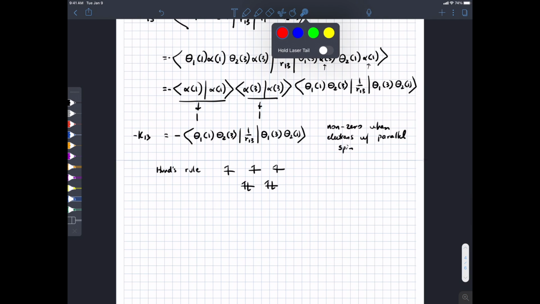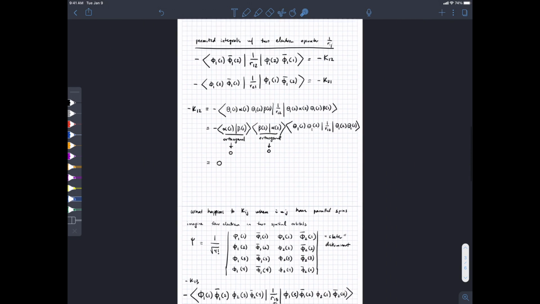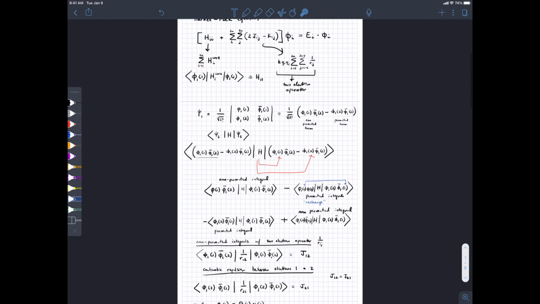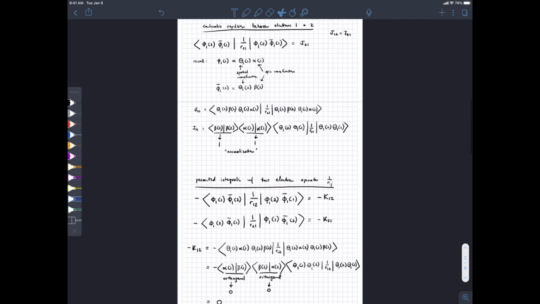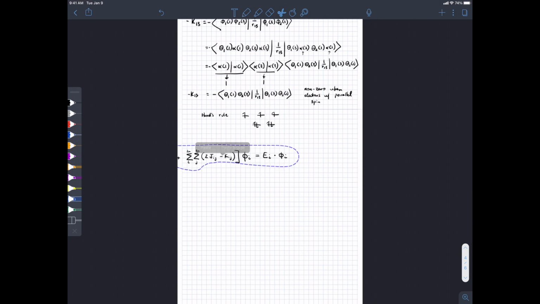What this tells you is that electrons with the same spin don't move independently, and there's stabilization, there's favorable energetics when electrons have parallel spin. So if we go back to the Hartree-Fock equation, we can start to understand where these terms come from.